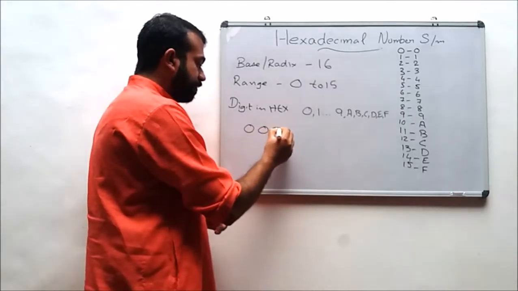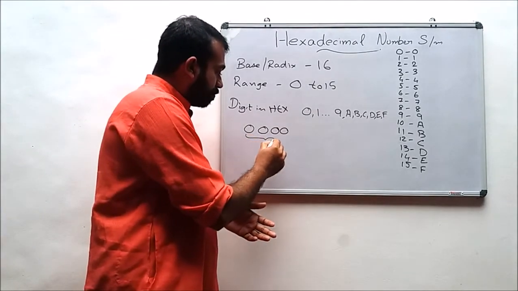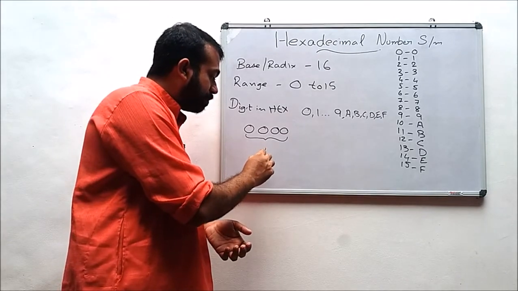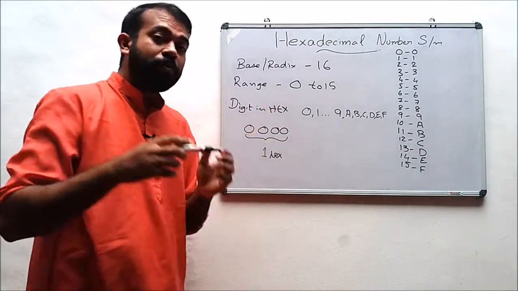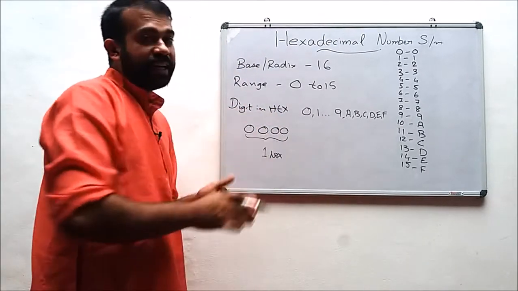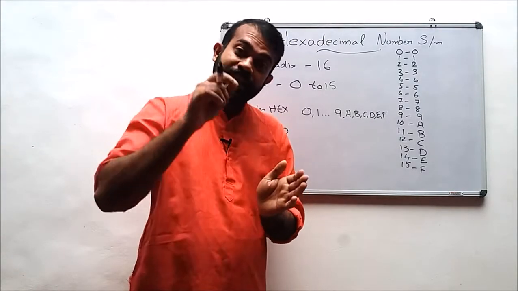Suppose a binary value is 0000. This representation can be easily done by using a single hexadecimal representation, one hex value. So 4 binary numbers can be represented by using a single hexadecimal. This 4-bit representation can also be termed as a nibble.